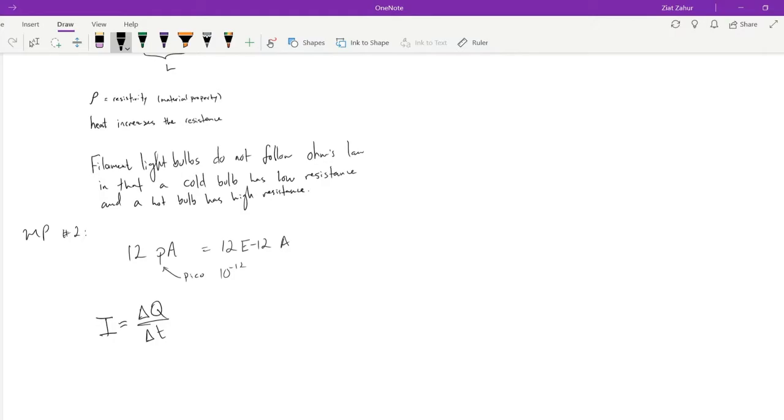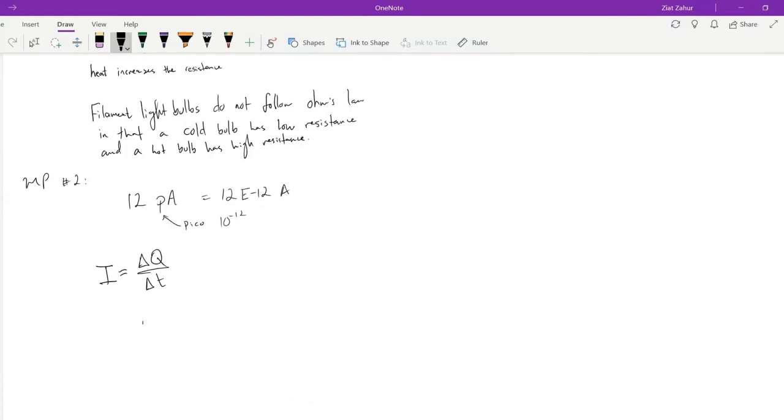So I want to know how many electrons flow through. First we have to figure out how many charges. So delta Q, do the old swap-a-rooney. Multiply both sides by delta T. Delta Q must equal the current times the time. How much current is flowing times how many seconds have passed.